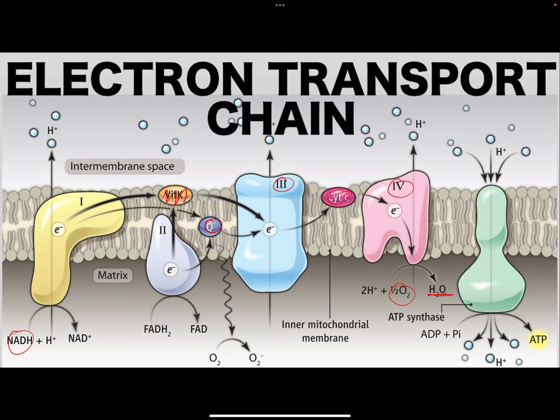Complex 2 is the FADH2. Remember, this is the succinate dehydrogenase. It happens directly here, succinate to fumarate. That goes to complex 2, and that goes to 3 to cytochrome C to 4. So it goes 1 to Q to 3 to C to 4 to oxygen, or it goes 2 to Q to 3 to C to 4 to oxygen. Easy, right? Easy as pie.